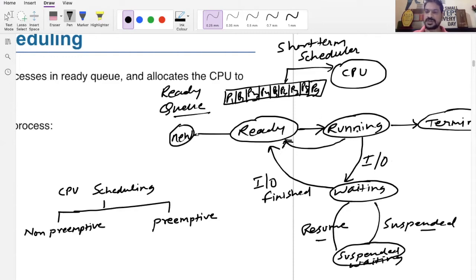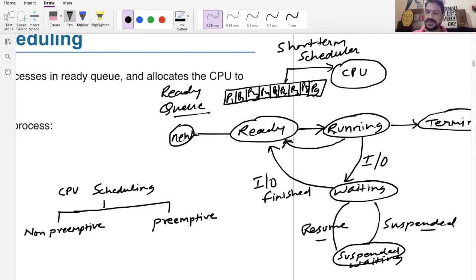So whatever process is running will stop processing and will be taken to the ready state, and the higher priority process will be put into the running state. If you are doing that, that is called preemptive scheduling.